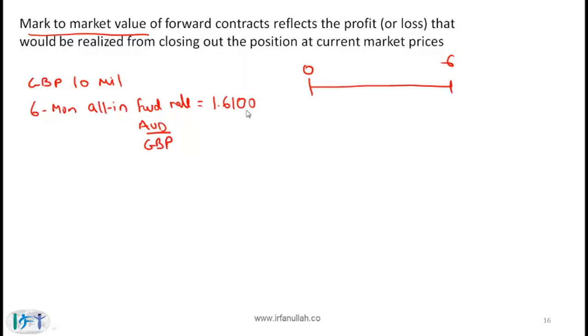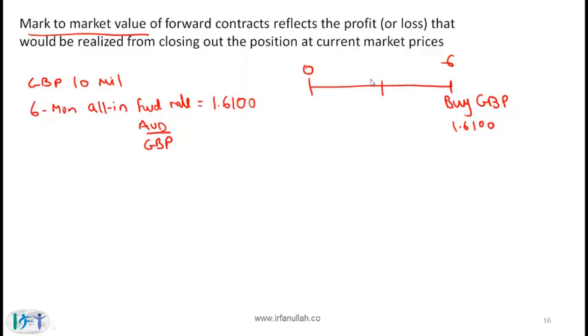1.6100. Let's say that we are taking a long position on the pound, which means that we are going to buy pounds for 1.6100 Australian dollars per pound. So we are sitting here at time 0. We are getting into a contract to buy 10 million GBP for 1.6100.